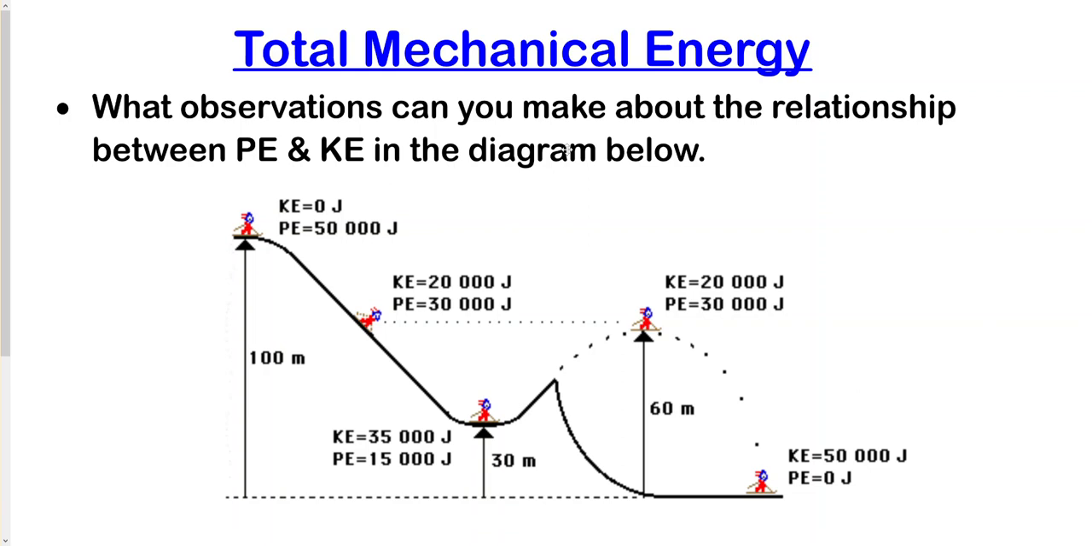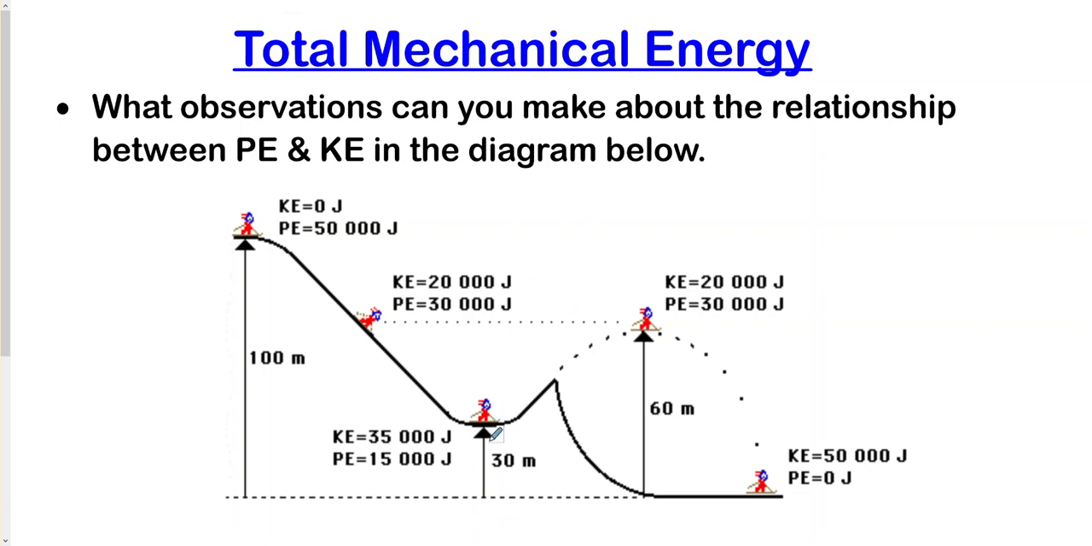So this skier at the top has no kinetic energy, so they must be at rest. And they have some height off the ground, and they give their potential energy a value of 50,000 joules. What we see as this skier goes down is that their potential energy decreases, which makes sense because they are now at less height, but therefore they're moving because they're going down. And so their kinetic energy increases.